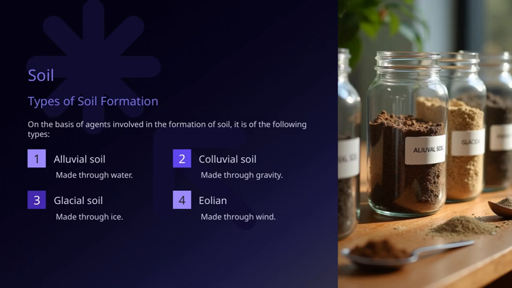Finally, water plays a key role in soil formation too. Water-formed soil is called alluvial soil, which is deposited by rivers and streams. You often find this type of soil in floodplains and river valleys, where water action constantly transports and deposits sediments. So, as we see, the agents involved, wind, gravity, ice, and water, each play a vital role in shaping the different soils around us. Recognizing these helps us understand the diverse landscape formations and the processes behind soil development.